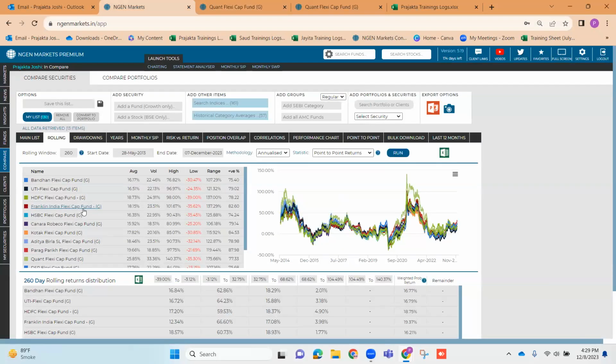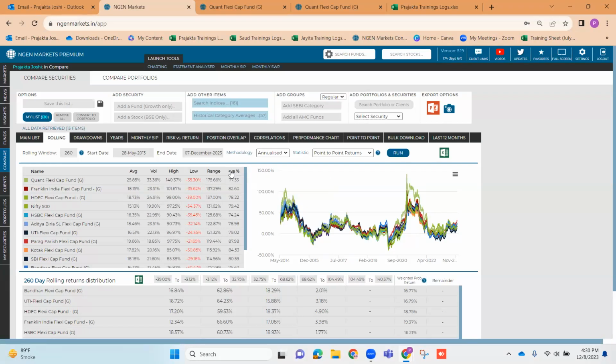The only difference here is we have some more statistics. High and low remains the same. The thing that gets added here is the range, right? So in this case, it tells you the swing between high and low. Quant Flexi Cap can go as high as 140%. It can stoop as low as -35. So the range is 175%.